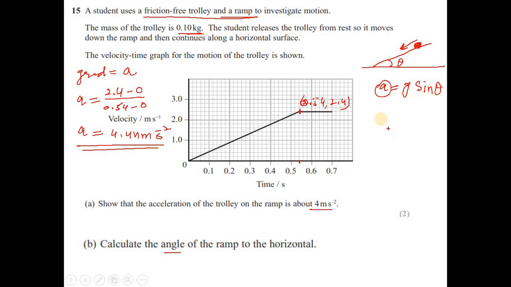So you can say that a, 4.44, is equal to 9.81 times sine of theta, and from here you can calculate theta. So theta would be equal to 26.9 or 27 degrees. That's the angle of the ramp.